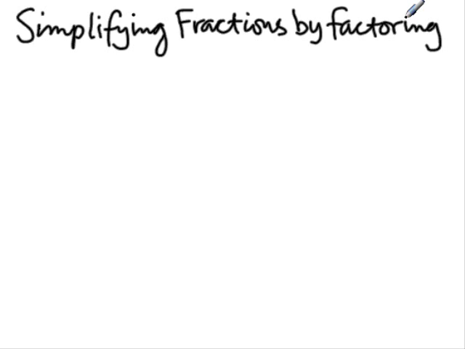Let's take, for example, the fraction 6/8. And in another lesson, I explained that we can simplify that by finding the largest number which will divide both into 6 and into 8. In this case, the largest number that divides into both of them is 2. And so we can simplify that fraction. 6 divided by 2 is 3, and 8 divided by 2 is 4. So 6/8 simplifies to 3/4.